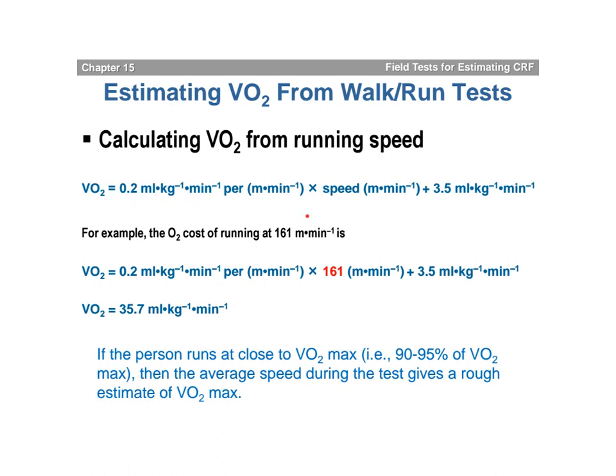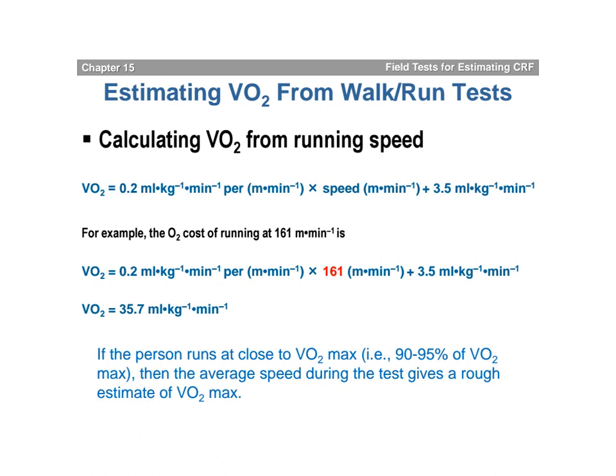So that's taking into account the speed, which you plug in here, and we'll do an example in a second. And then we're going to add 3.5 milliliters of O2 per kilogram per minute. Recall that even when a person isn't exercising, they're of course using oxygen. You're always using oxygen to breathe, for the heart to beat, for the brain to work, and so forth. So this is the basal metabolic rate. And this is just sort of an average value for an adult.